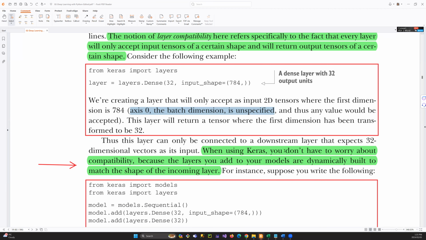And it says that when using Keras, you don't have to worry about compatibility. I already told you it's going to find it by itself, because the layers you add to your model are dynamically built to match the shape of the incoming layer. Does that make sense? Is there anyone who has any comments about this line?